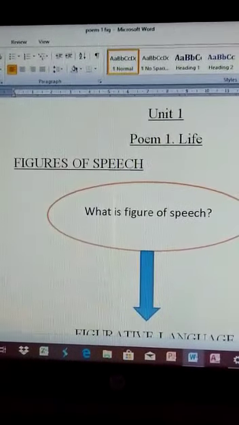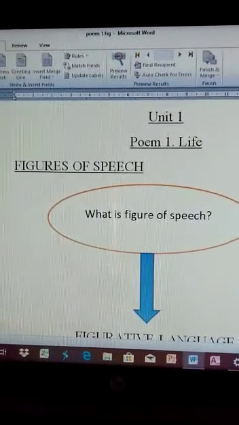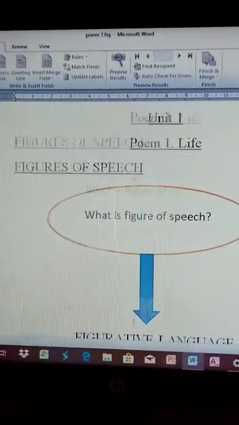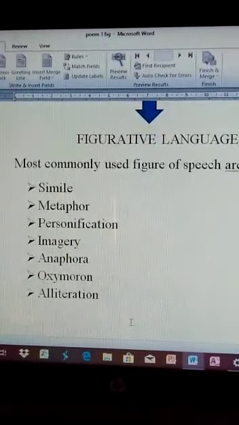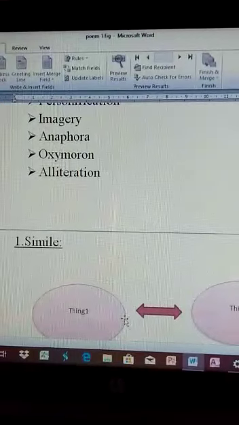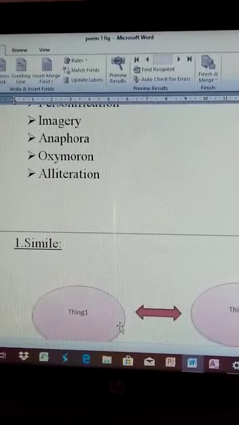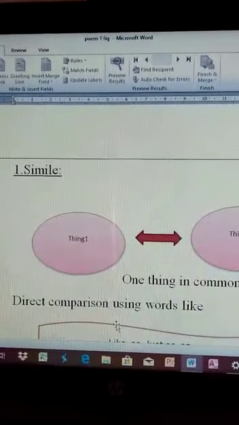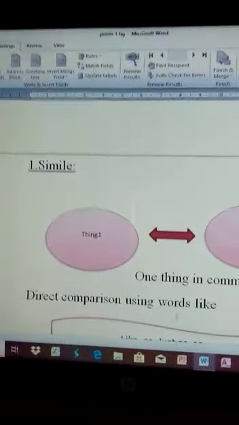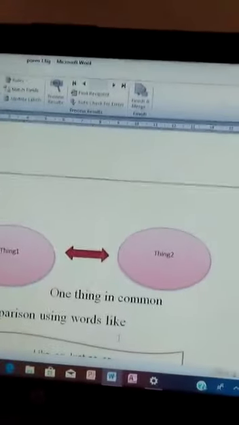Let us see the figures of speech used in the poem "Life". Normally, what are the figures of speech we are using? I have already said: simile, metaphor, personification, imagery, anaphora, oxymoron, and alliteration. Now we are going to see what we mean by simile.